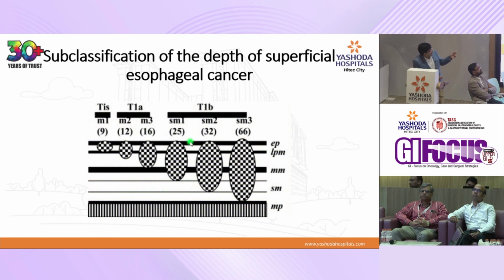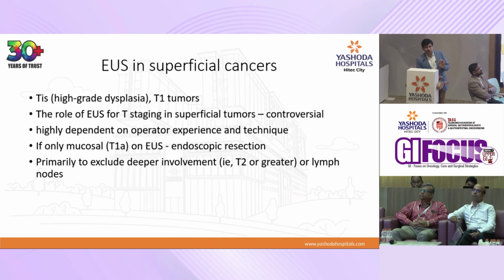Another important thing is that in early superficial cancers, like superficial esophageal cancers, we need to know whether it is limited to the mucosa or submucosa. But EUS has a limited role in this. EUS has a role only in the locoregional evaluation. For Tis versus T1, EUS has a limited role. So whenever in EUS you see that it is limited to the mucosa, then you can attempt endoscopic resection, which my senior colleague will be discussing.